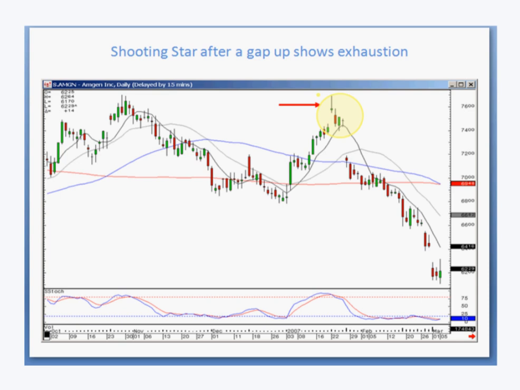What should be our target and selling point in a shooting star? You don't know based on the signal itself. You look at the chart and see where the next support level might be. Yeah, the target is not predicated on the signal. The signal is telling you there's a change of investor sentiment. Now you look at the chart and see where your potential targets are.